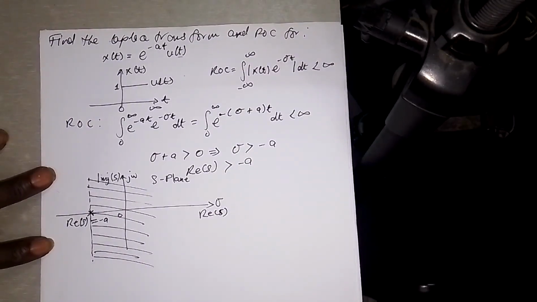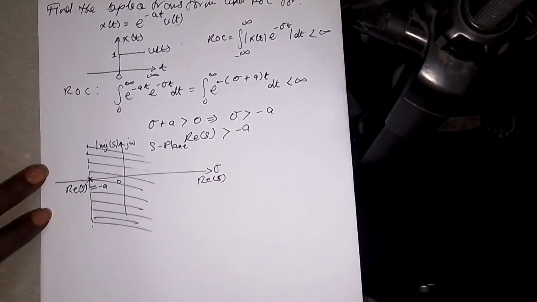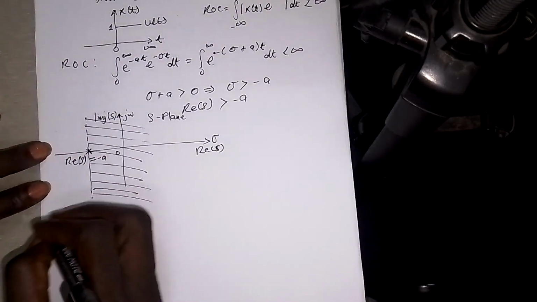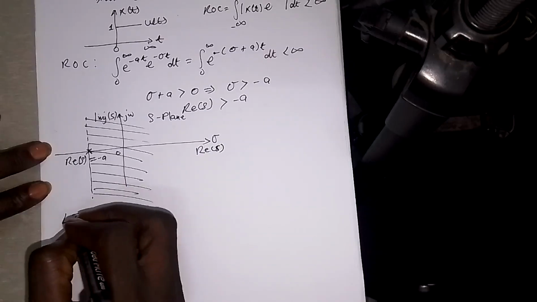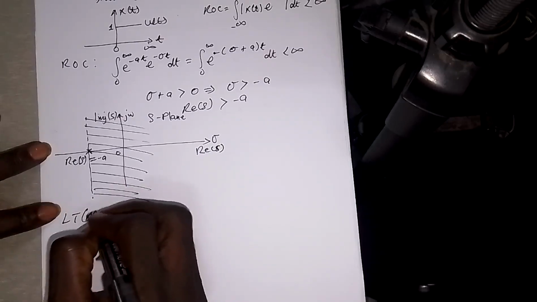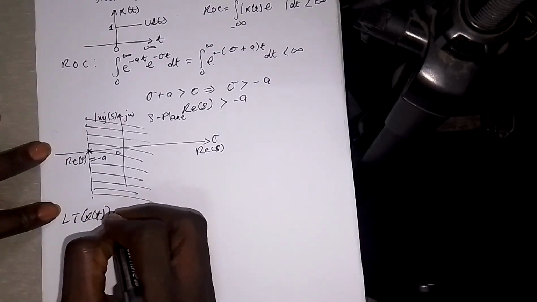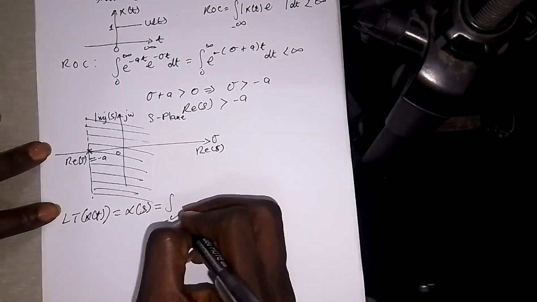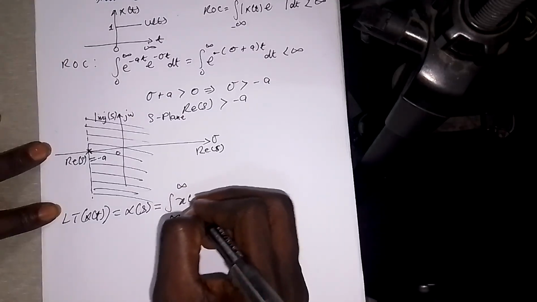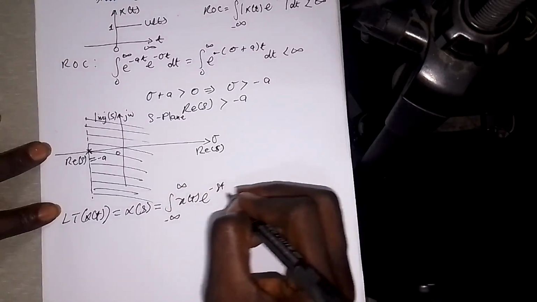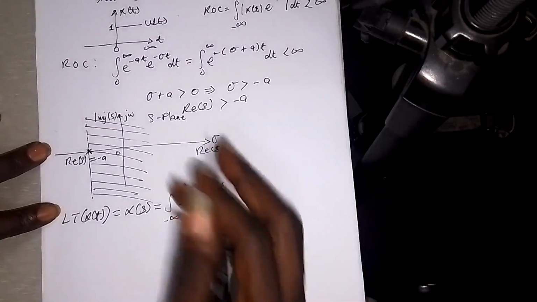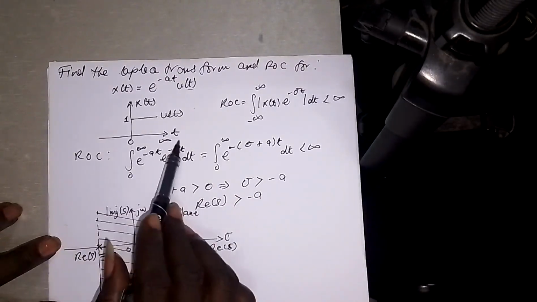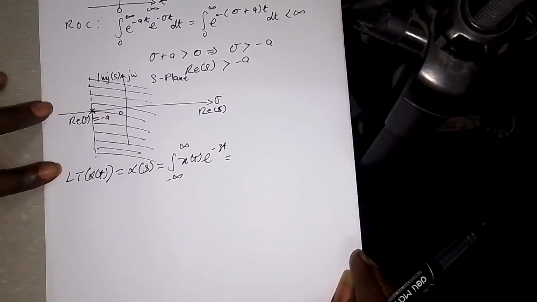Okay, so now that you have been able to choose your region, you just go ahead and find your Laplace transform. To find your Laplace transform, L of x(t), which is equal to X(s), is the integral from minus infinity to infinity of x(t) e^(-st) dt. In this case, my unit step is from 0 to infinity.